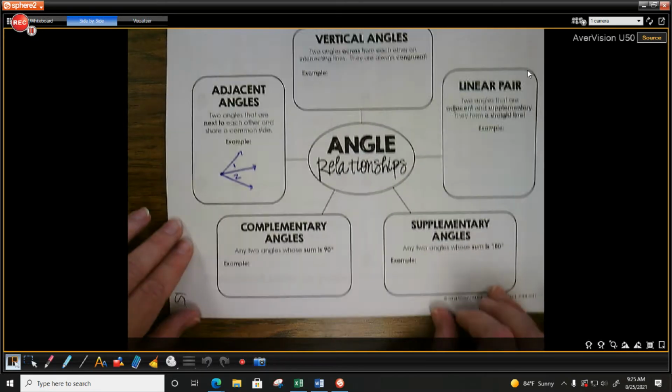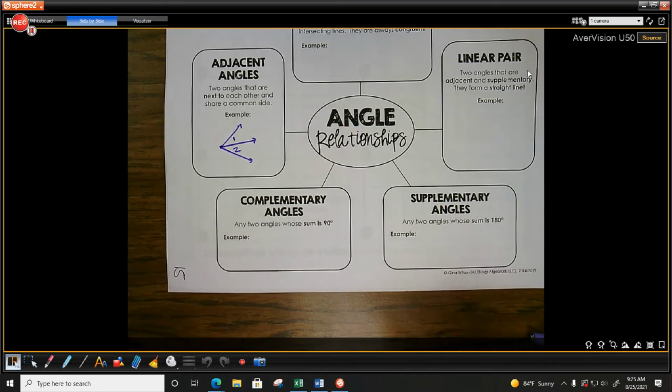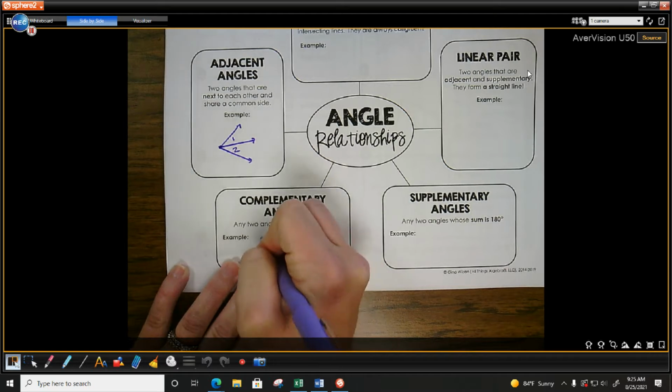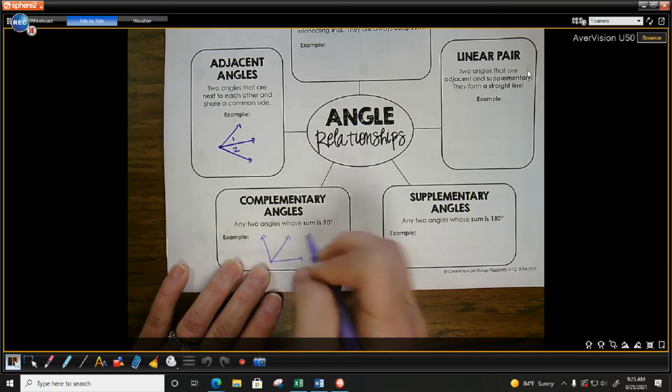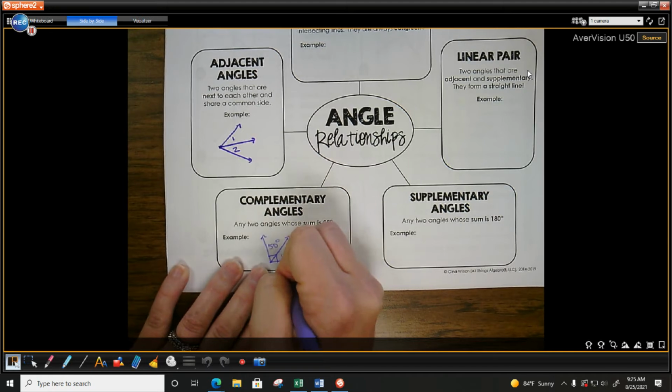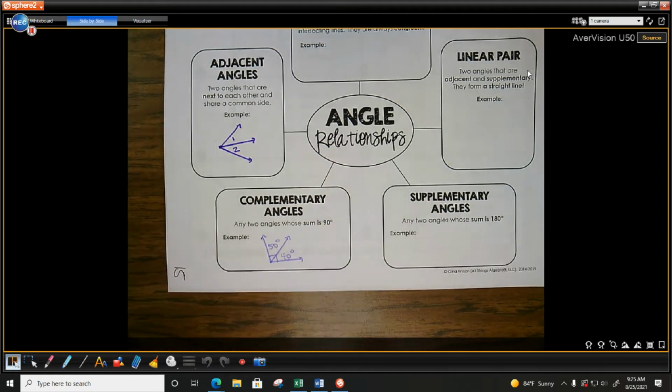Okay, then let's go to complementary angles. Complementary angles are two angles whose sum is 90 degrees. So if I have like 50 degrees and 40 degrees, those would be complementary angles because I add the two together and it's 90 degrees.